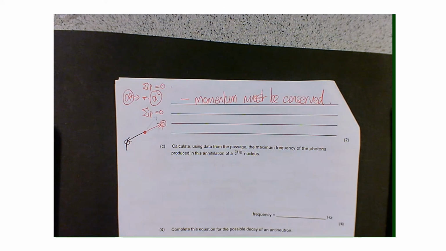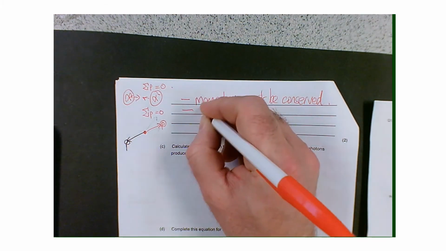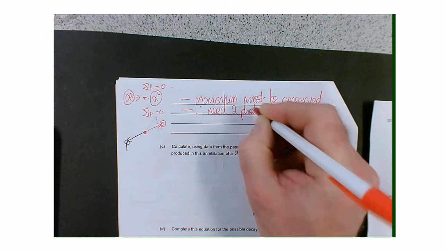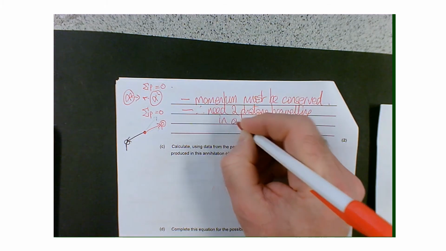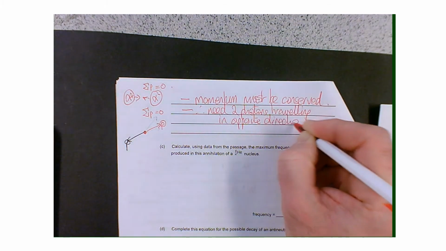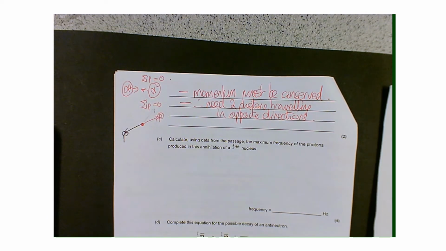Because remember, momentum is a vector. It has a direction. Okay, so for the total momentum to end up as 0, I need 2 photons traveling in opposite directions. Okay, and those are the 2 points that you need to make.